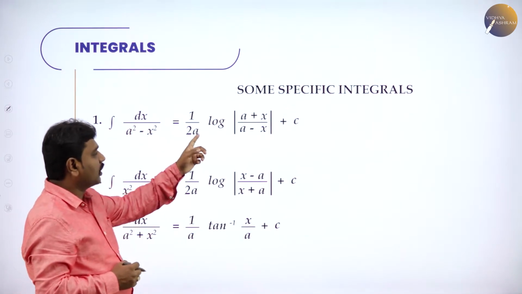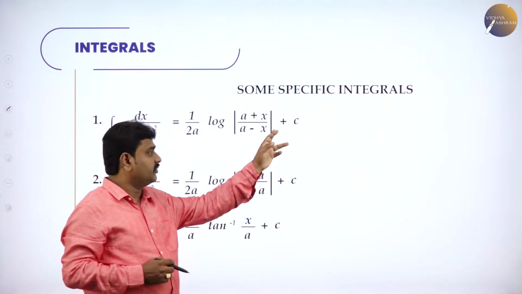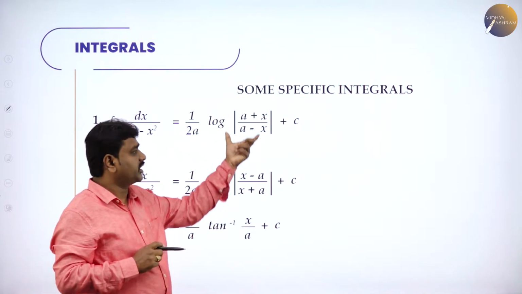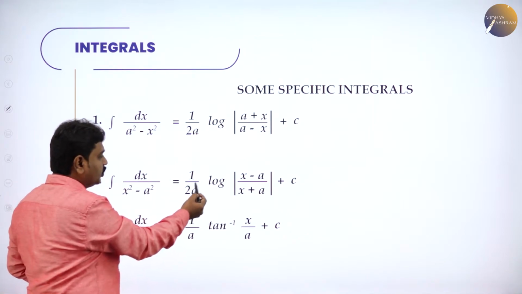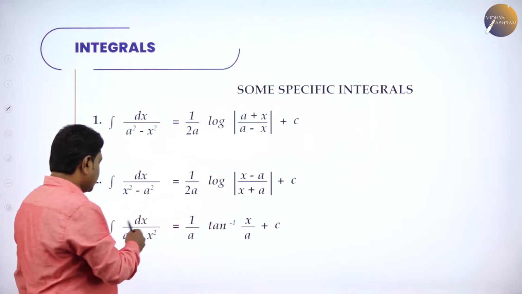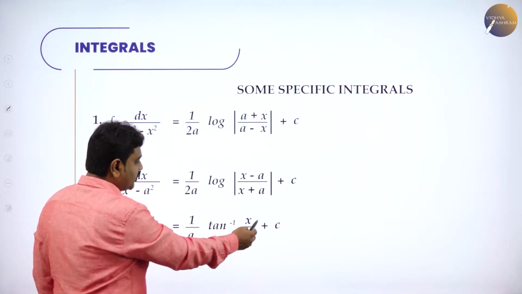1 by 2a log of a plus x by a minus x plus c. Always in an indefinite integral we should add plus c, and the logarithm value should be positive, so we'll take modulus. Then integration of dx by x square minus a square, 1 by 2a log of x minus a by x plus a. Then we have integration of dx by a square plus x square, 1 by a tan inverse x by a plus c.